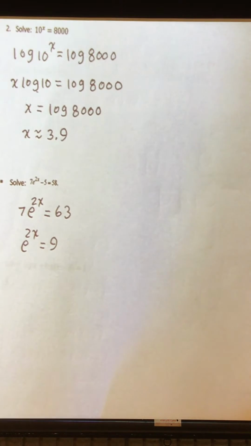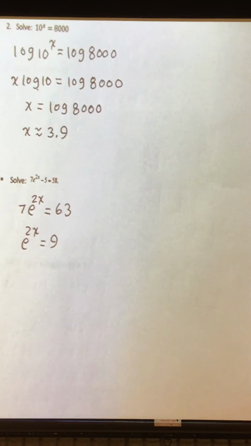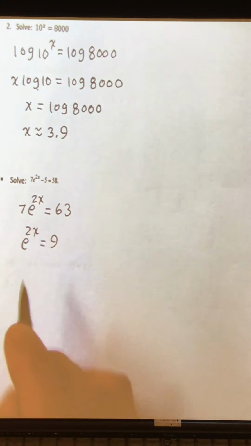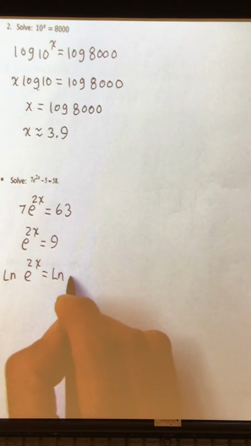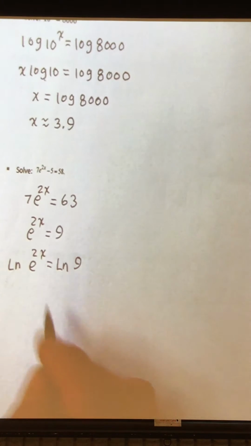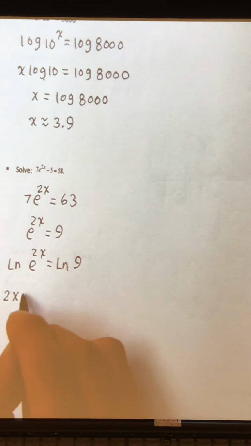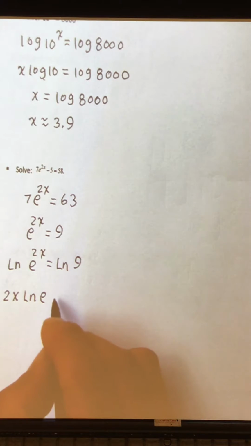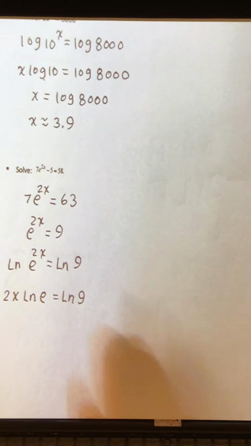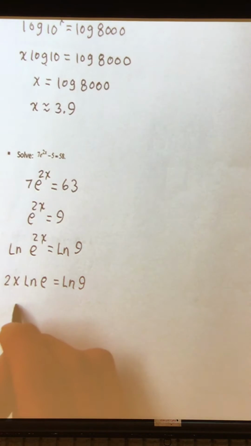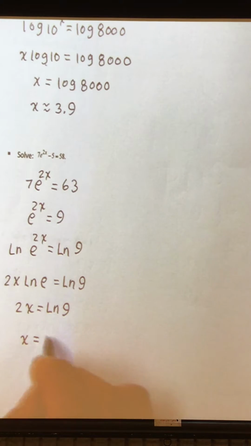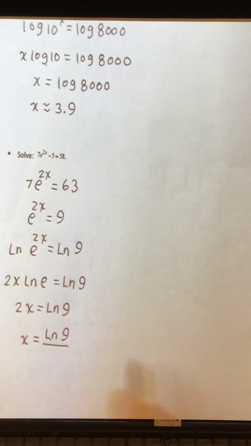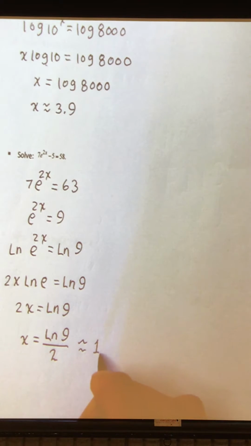Now with the exponential isolated, we can use natural logs. And here, natural logs are chosen because we have base e. So the natural log of e to the 2x will be equal to the natural log of 9. Using the power property of logarithms, the power becomes the multiplier. 2x times log of e is equal to the log of 9. And the log of e is 1, so this gives us 2x is natural log of 9. And then dividing both sides by 2 gives us the value of x to be log of 9 over 2. And if we wish to get a decimal approximation, that's about 1.1.